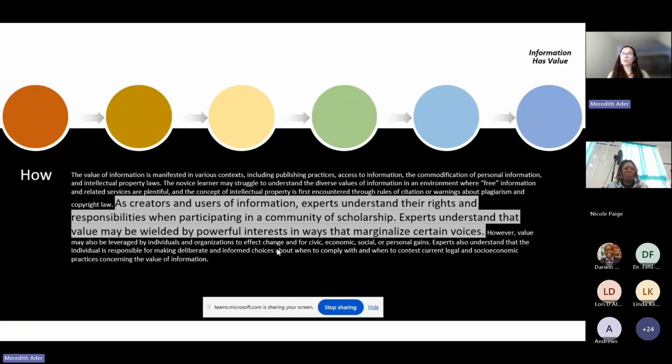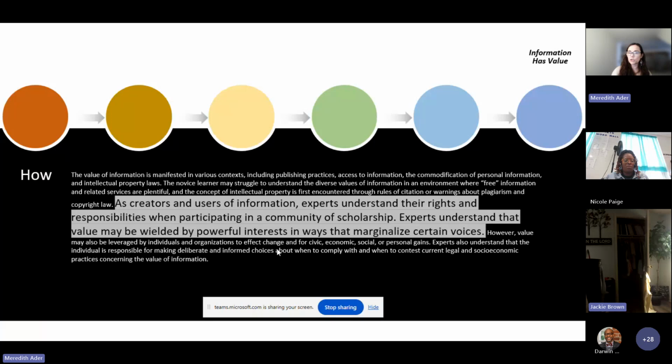And then the very last one of the information literacy framework answers the question, how? We talk about information having value. As creators and users of information, experts understand their rights and responsibilities when participating in a community of scholarship. Experts understand that value can be wielded by powerful interests in ways that marginalize certain voices.